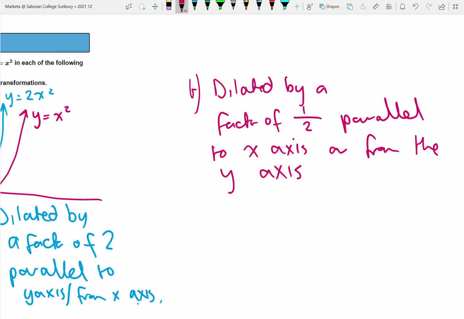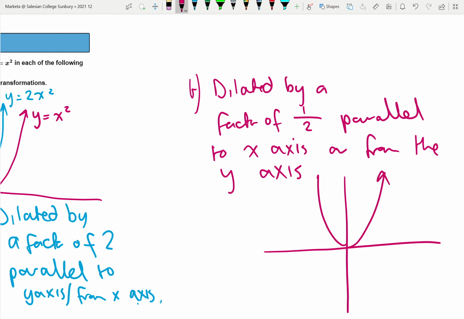So if we were to draw this, then, well, y equals x squared, that can be here. And then it was y equals 2x squared. So in other words, y equals 4x squared. So that means, well, again, it's going to be like this. I think I forgot to do the 2 points there, so I'll do that as well.